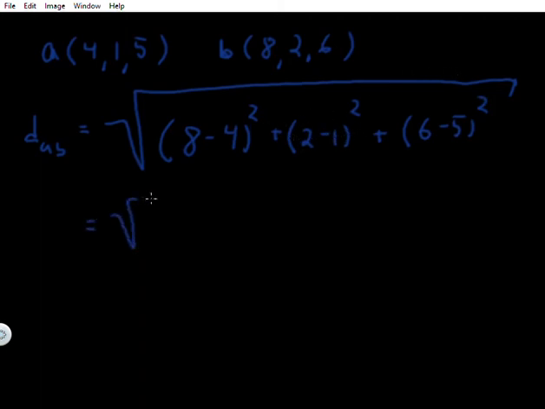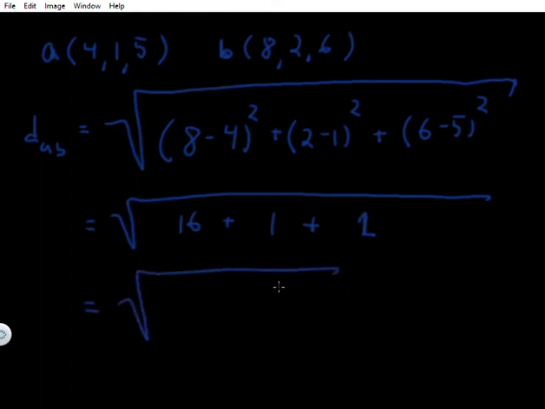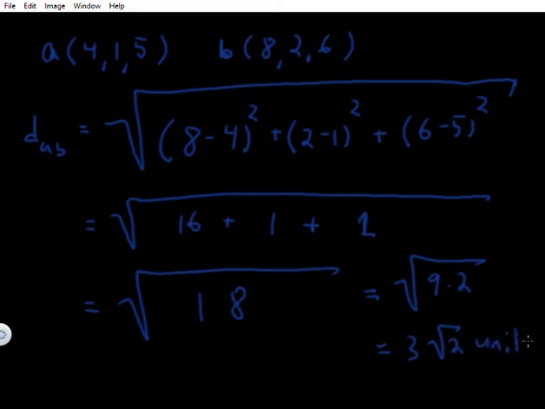So just continuing our arithmetic now. We have 4 squared, which is 16, plus 1 squared is a 1, plus another 1 squared is just a 1, which gives you the square root of 18. If you want to simplify this, break the radical up into 9 times 2. And the square root of 9 is 3, so we get 3 times the square root of 2 units as our final answer. That's how far apart these points are in 3-dimensional space.